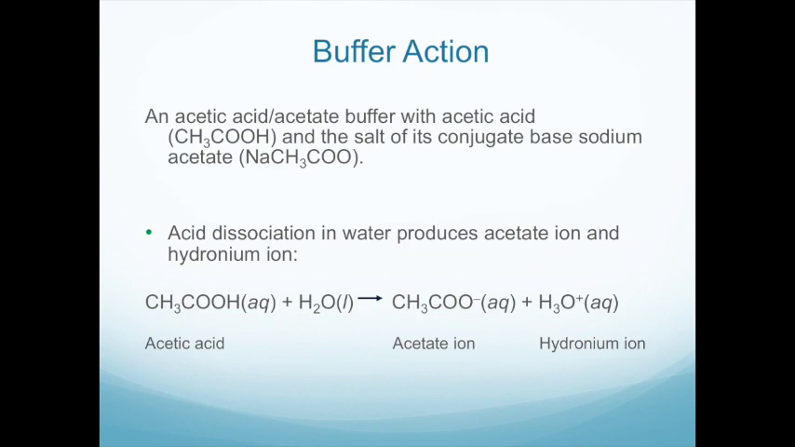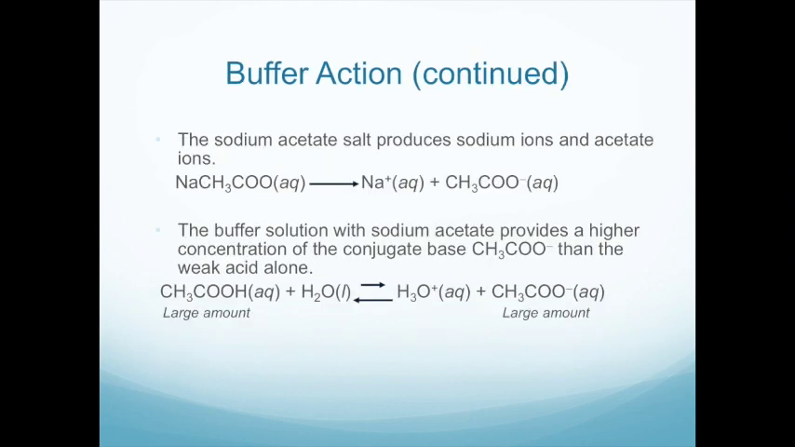So a buffer acts to neutralize added acid or base and reestablish an equilibrium between the two. So if you have acetic acid mixed with sodium acetate, this will increase the amount of acetate ion in the solution, because the dissociation of acetic acid produces acetate ion, and also the dissociation of sodium acetate produces acetate ion. So there will be a higher concentration of the conjugate base than in the weak acid alone, which will generally cause the reverse reaction to be favored.